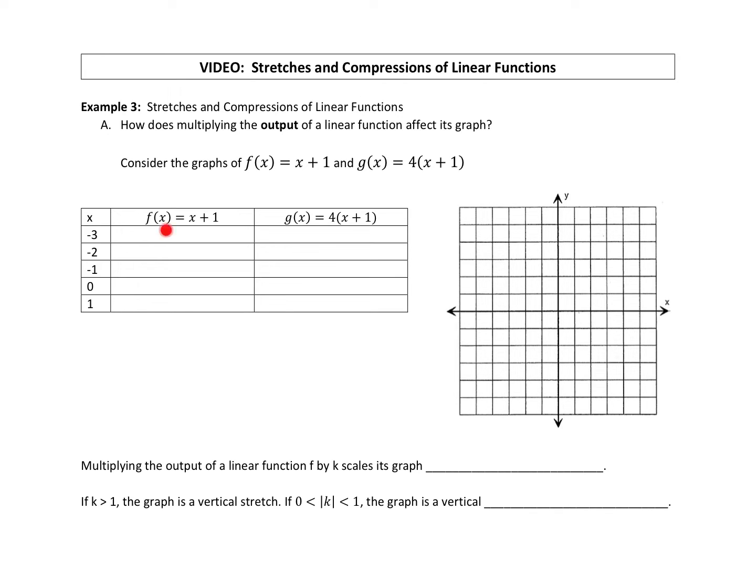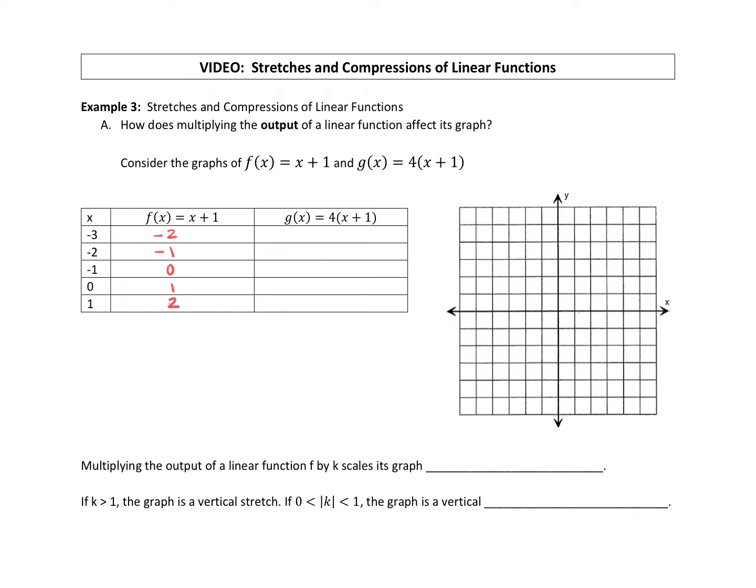All we're doing is f of x equals x plus 1. Our input is x, so let's input a -3 for the x. -3 plus 1 is -2. Now we're going to input a -2 for the x. -2 plus 1 is -1. And then if we just follow that on down, we're going to get a 0, 1, and 2.